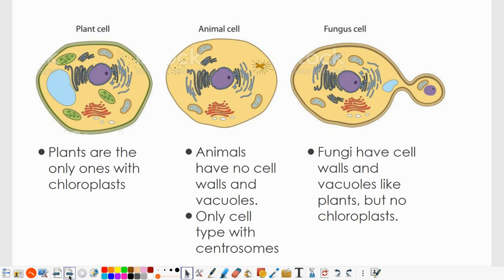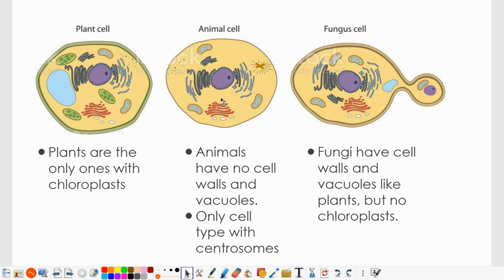Here we see all three cell types, plants, animals, and fungal cells, all next to each other so we can compare and contrast them. Look at the similarities, first of all. You see they all have a nucleus in them. This fungal cell has two because it's getting ready to reproduce and form a new cell. They all have mitochondria in them. They all have Golgi apparatus, and they all have endoplasmic reticulum, and they all have these different little structures in them that are very much the same.